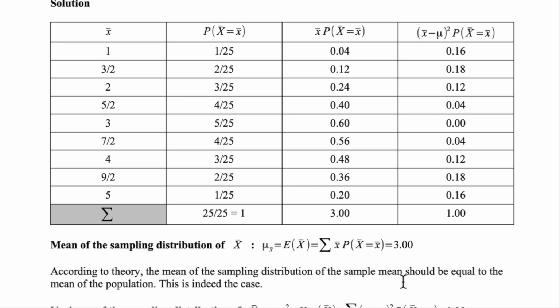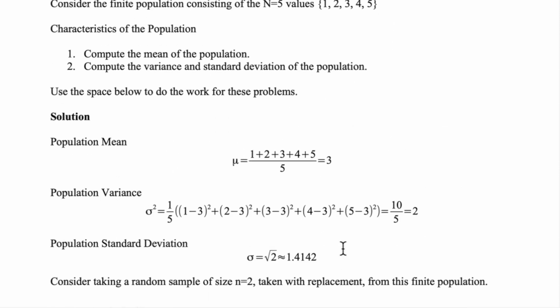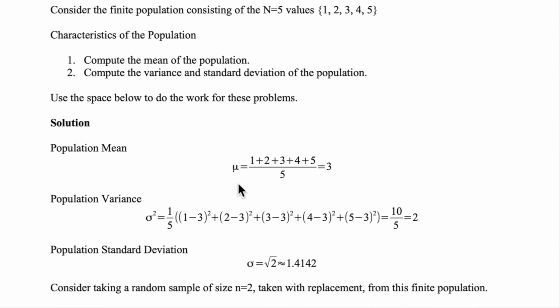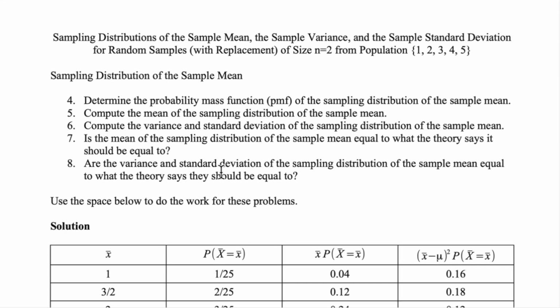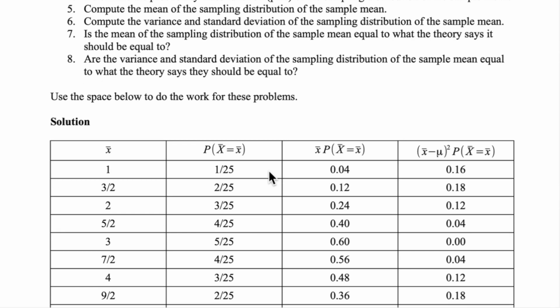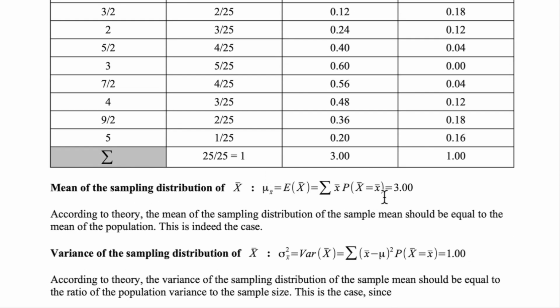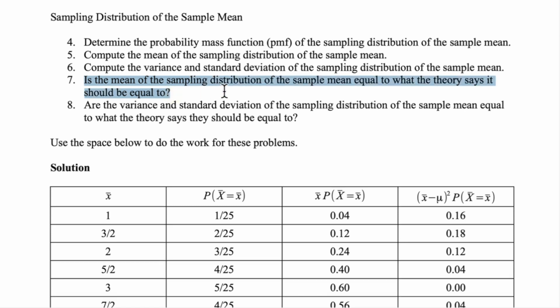Now, you'll recall, let me scroll back up here to the very first page, that that is the same value as the mean of the population. Okay, and so what we're seeing here is that the mean of the sampling distribution of the sample mean is equal to the mean of the population from which the sample was obtained. All right, and so this is the answer to question number 7.